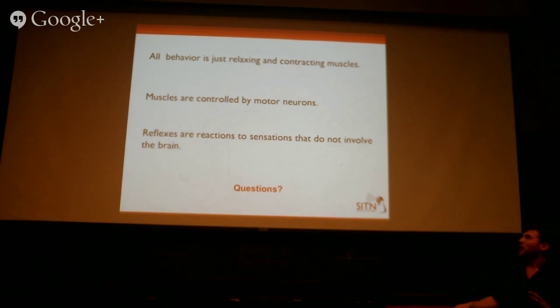All right, so I told you guys that all behavior is just relaxing and contracting muscles, that muscles are controlled by motor neurons, and that reflexes are reactions to sensations that do not involve the brain. Before we get into more complicated behaviors, are there any questions on this?